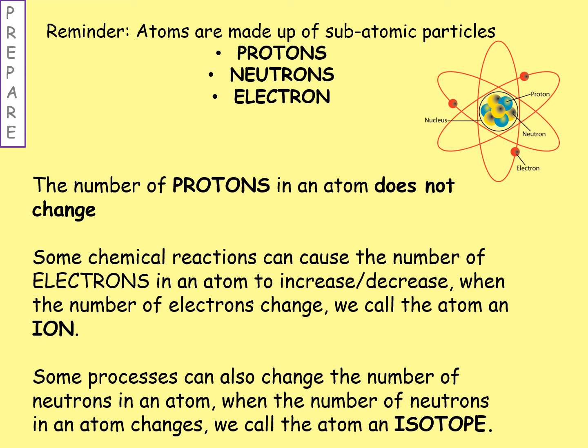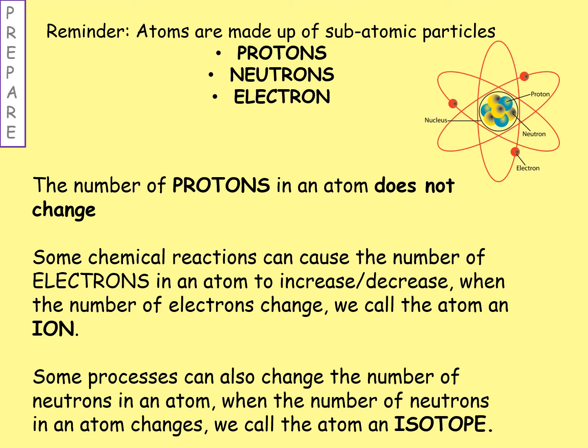We've said that electrons are the smallest of the 3 subatomic particles, and they go around the outside of the atom in shells, and the protons and the neutrons are found in the nucleus down here. The number of protons in an atom never changes, okay, it is fixed. So the number of protons always stays the same. The number of positive charges stays the same. But sometimes reactions can happen to an atom that makes some of the subatomic particles change.